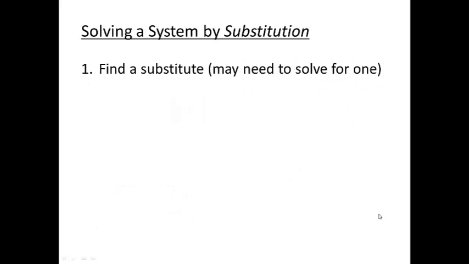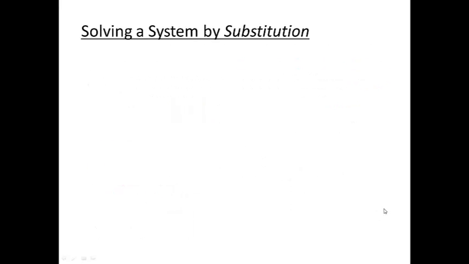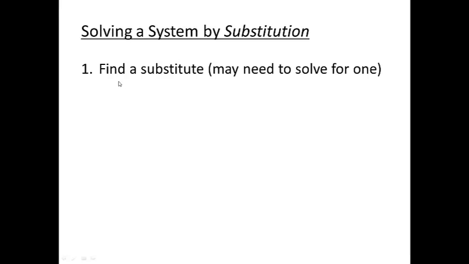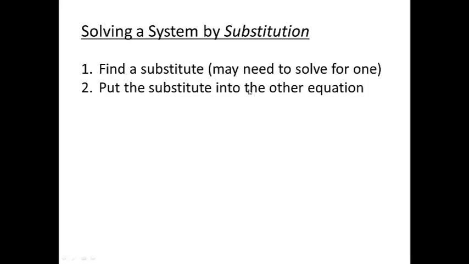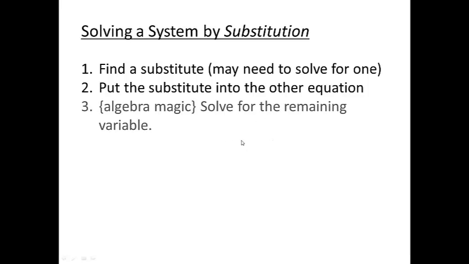Now for some steps. Okay, Safe asked me to make steps. So here we go. Solving a system by substitution. First, find a substitute. You may be able to find it right in the problem already staring at you, or you may need to solve for one. You find the one that has the least stuff around it and get it by itself, and then on the other side you'll have the substitute for that variable. Put the substitute into the other equation. Take the substitute that you've created or found and put it in the other equation.